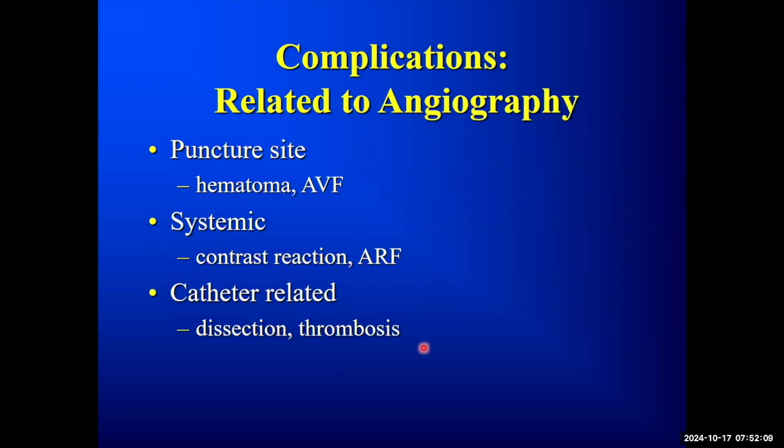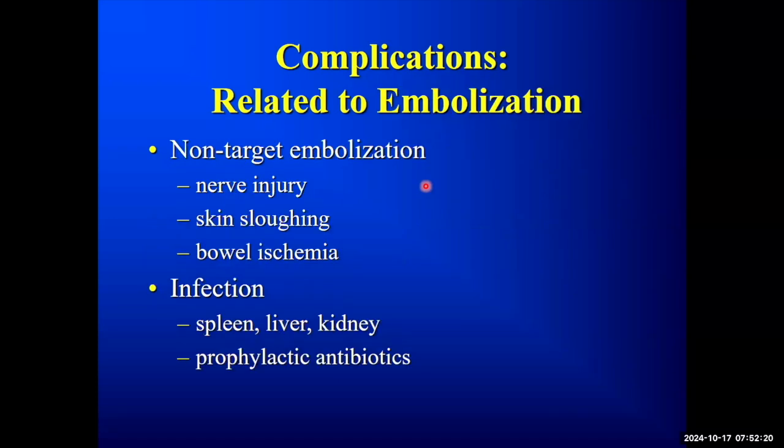Complications. So the complications start off with the basic puncture site complications and complications related to general angiography, which you guys know about. And then the specific complications related to embolization. And to some degree, it depends on what kind of particle you're using. So if you're using a liquid agent or a small particle, you can get nerve injuries or skin sloughing or bowel ischemia. When you embolize an organ to the extent of necrosis, you can get secondary infection, for example, in the spleen, liver, or kidney. So we usually give prophylactic antibiotics in those cases to reduce that risk.